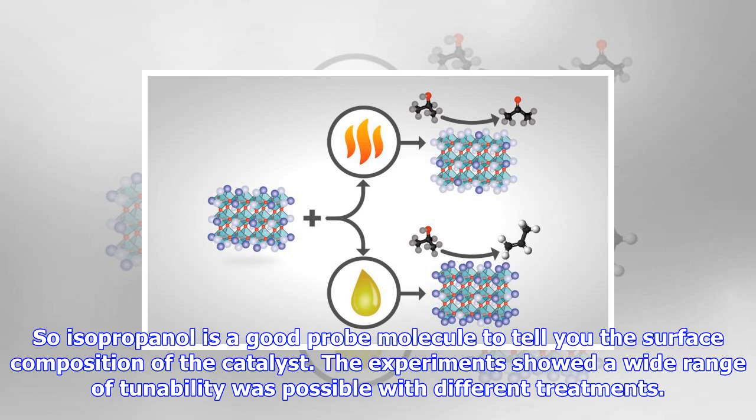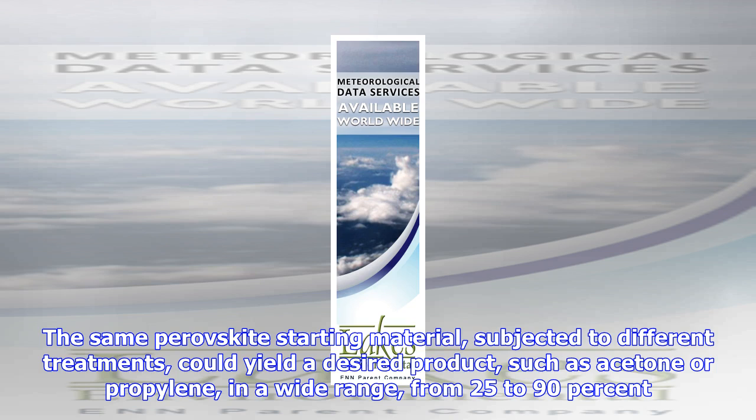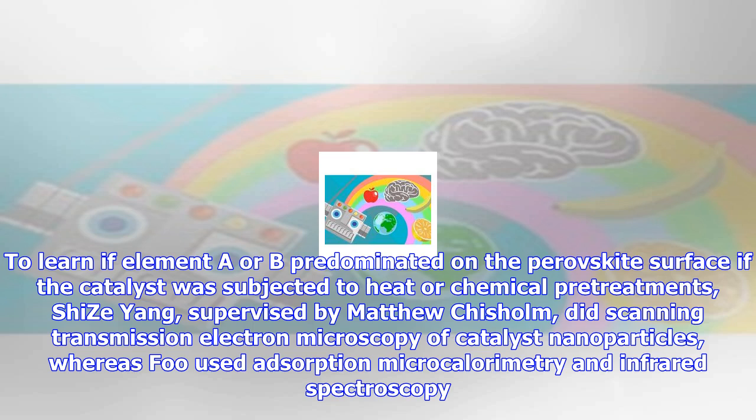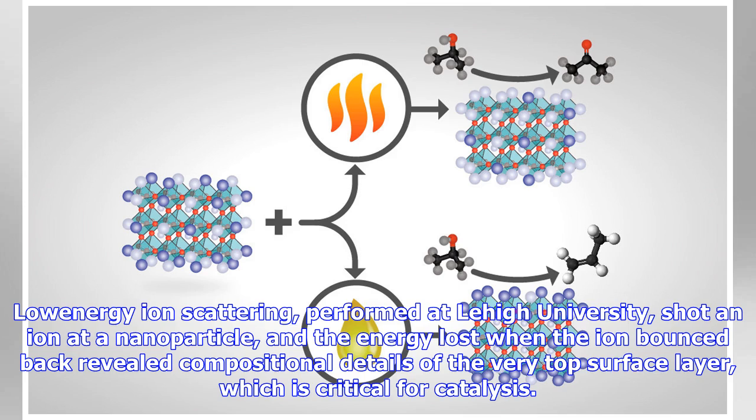The experiments showed a wide range of tunability was possible with different treatments. The same perovskite starting material, subjected to different treatments, could yield a desired product, such as acetone or propylene, in a wide range, from 25 to 90%. In experiments Wu conceived, Fu and Polo-Garzón used X-ray diffraction to characterize the bulk of a catalyst and numerous techniques to characterize its surface. To learn if element A or B predominated on the perovskite surface if the catalyst was subjected to heat or chemical pretreatments, Shize Yang, supervised by Matthew Chisholm, did scanning transmission electron microscopy of catalyst nanoparticles, whereas Fu used adsorption microcalorimetry and infrared spectroscopy.